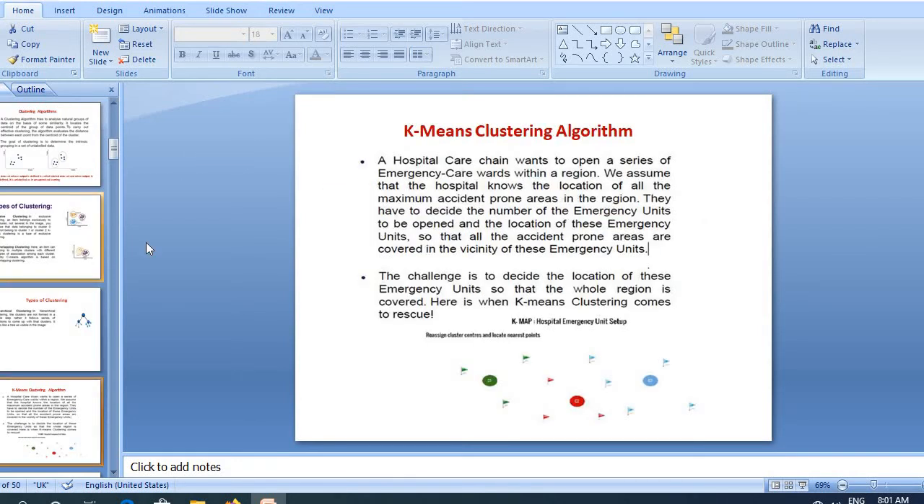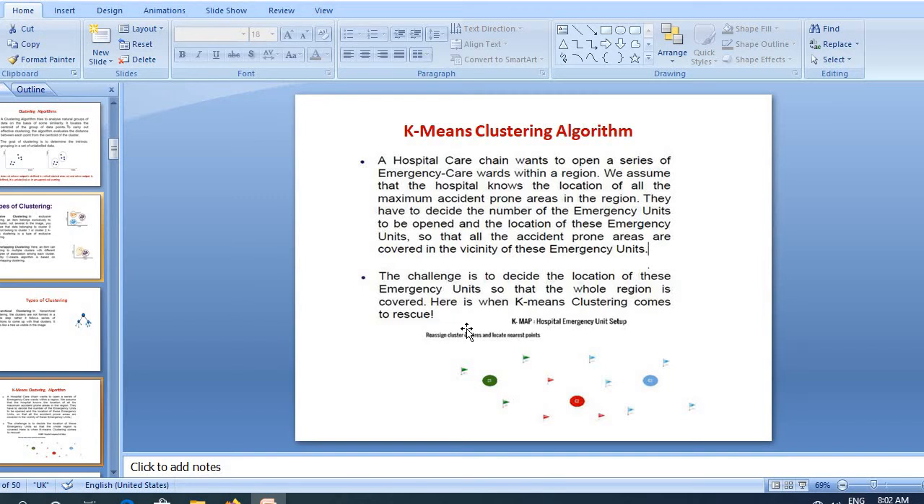Now we'll go to what is K-means clustering. K-means clustering is an important algorithm, and this is the one which you will be dealing with in this module on clustering algorithms. So suppose that a hospital care wants to open a series of emergency care wards. First, they want to find the maximum accident prone areas in the region. Here you can see the greens, reds, blues, all are accident prone areas which are found.